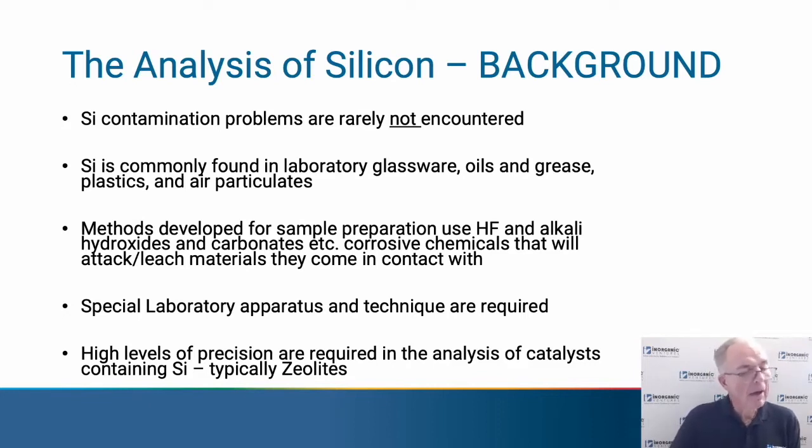Now, there are a lot of methods available, but the 2 main reagents involved are HF with other strong acids, or the alkali hydroxide carbonates. For this presentation, I've reduced and simplified things to those 2 general techniques for preparing the sample. And we will be interested in looking at the analysis of zeolites because a higher level of precision is needed by researchers in that area.